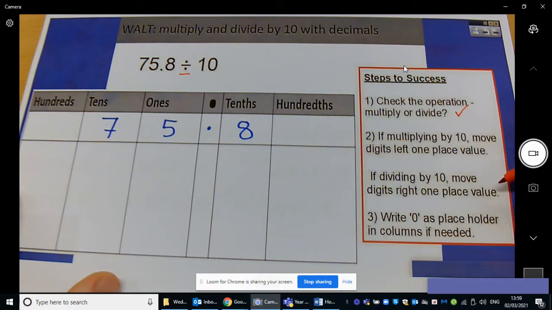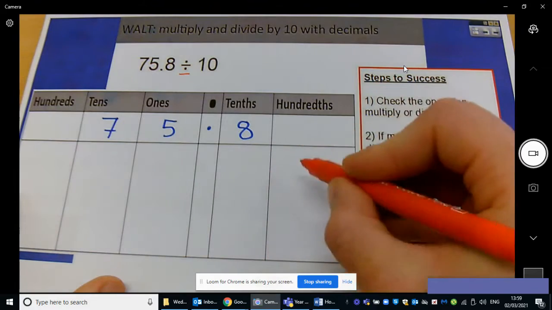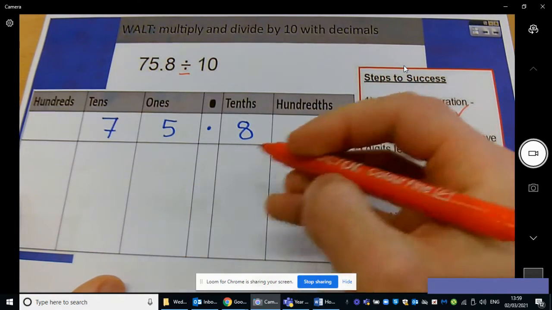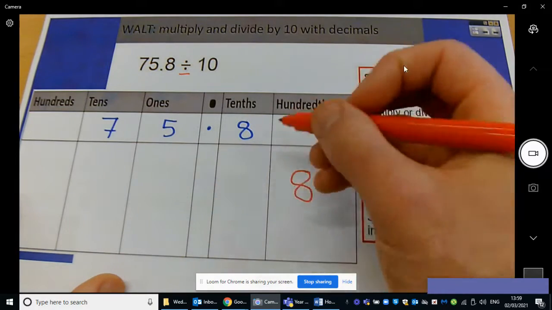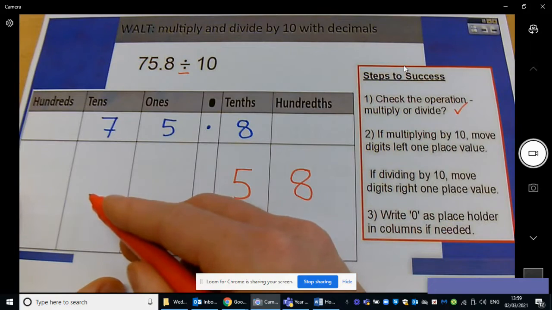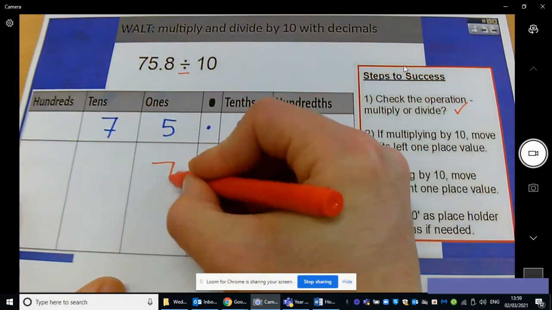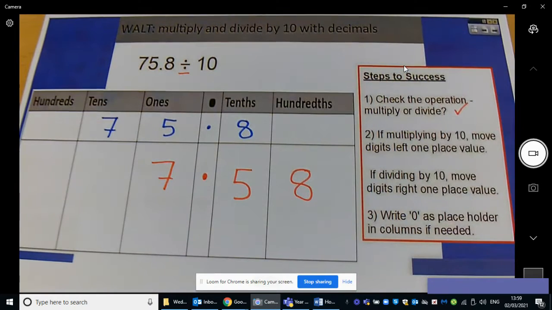If we're dividing by 10, move digits right 1 place value. So we're moving them right 1 place value. So the 8 tenths become 8 hundredths because we're moving them right. The 5 ones are going to become 5 tenths. The 7 tens are going to become 7 ones. And of course, that decimal point always staying in the same place. We move the numbers, not the decimal point.